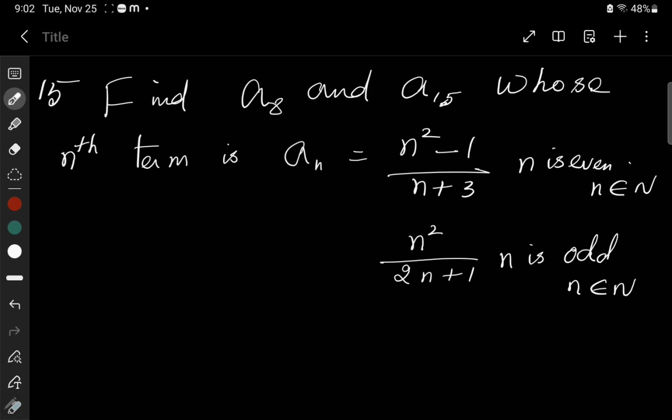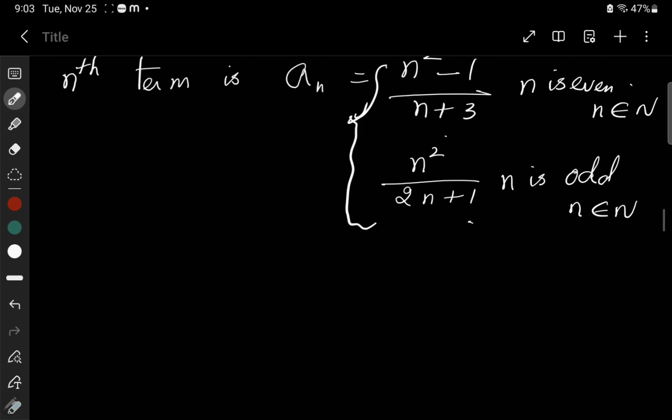See the next question, the 15th question. Find A8 and A15 whose nth term an is n square minus 1 by n plus 3 if n is even, n square by 2n plus 1 if n is odd. See here A8, n is 8, so you have to apply n as 8 in this formula. A15, 15 is an odd number, so you apply n as 15 in this term.